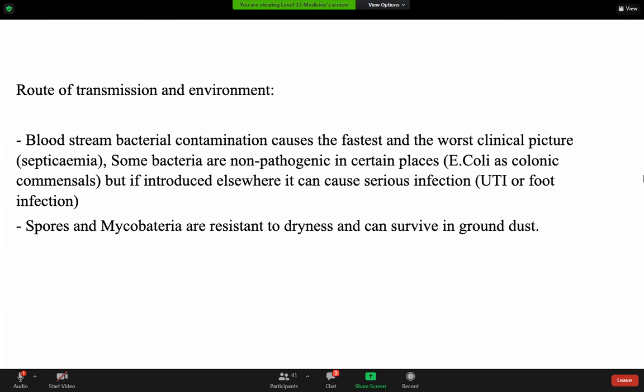We have to know that some of the bacteria are non-pathogenic in certain places, but are pathogenic in others, like E. coli in the colon. They're not pathogenic there, but if they go to the urinary system, they can cause infection.